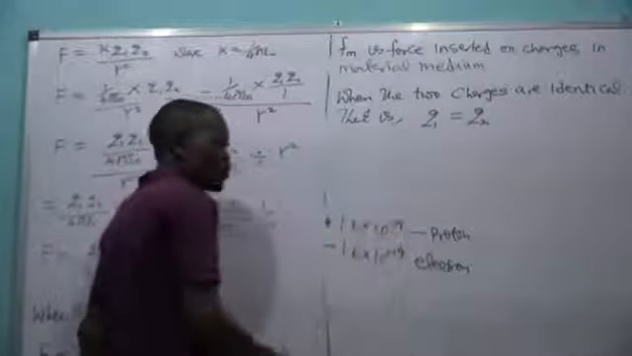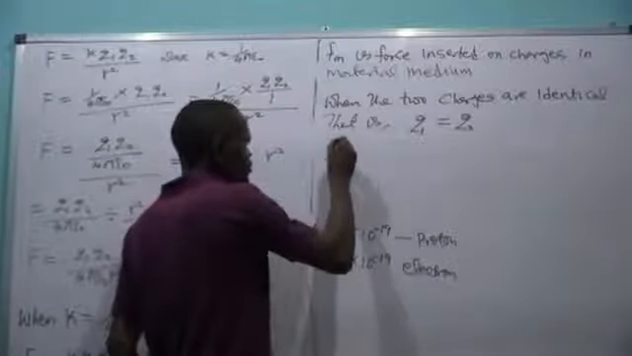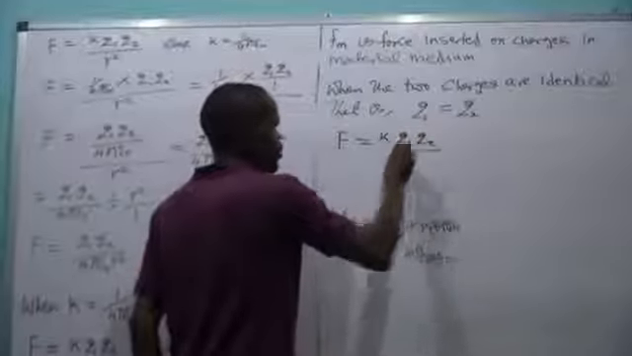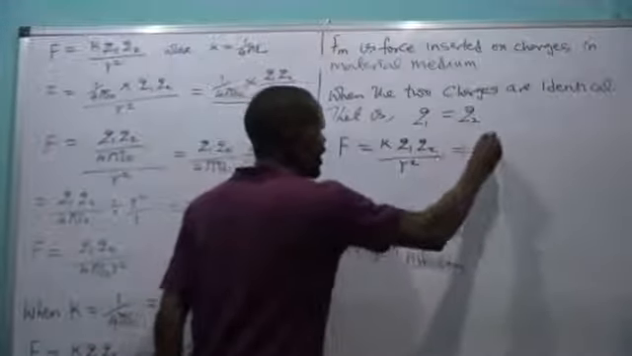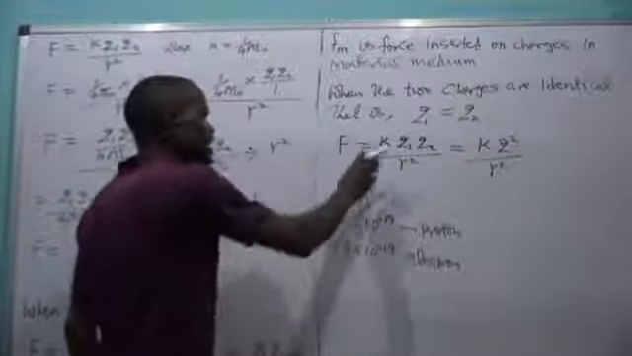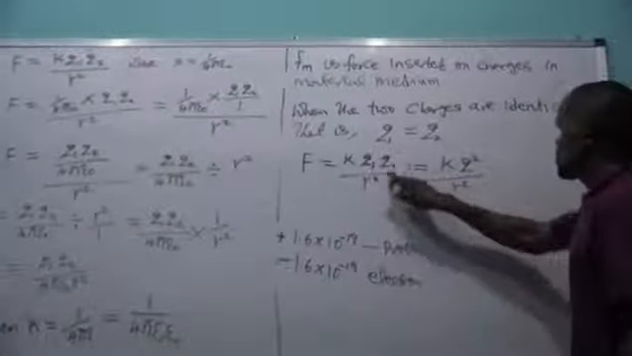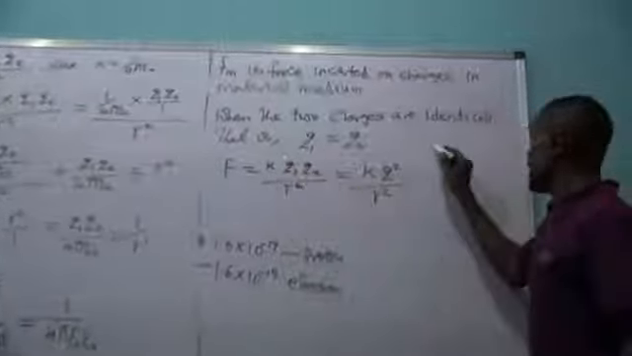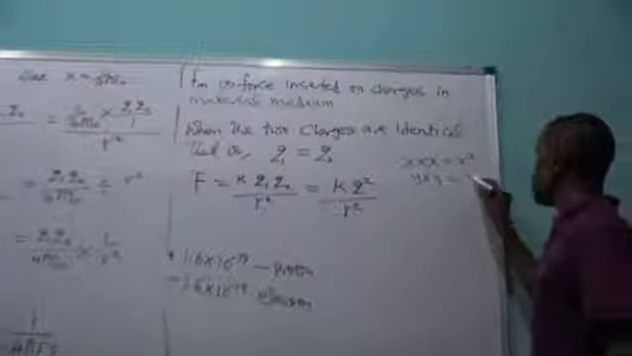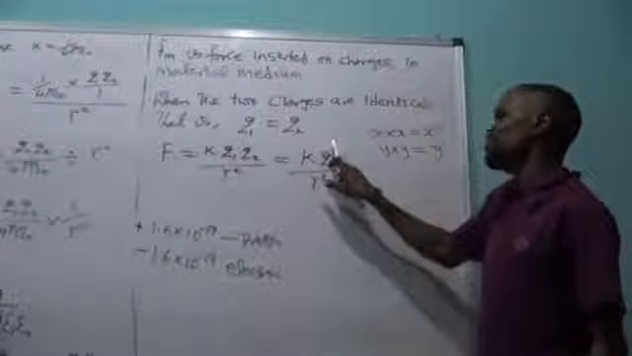So when they are identical, what happens? We cannot say that F equals K Q1 Q2 all over R squared; it will become K Q squared all over R squared. They are identical. It simply means they are the same. We said x times x will give you x squared, or y times y will give you y squared. This man and this man are identical. They are the same. So when they multiply themselves, it simply makes one of them squared.